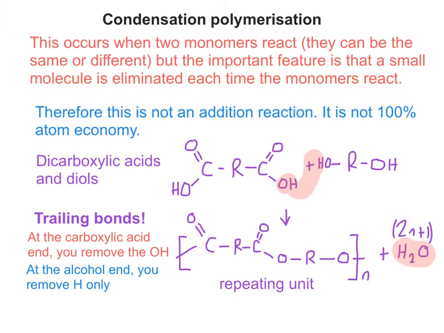So one of the most common sources of confusion when doing polyesters like this is how to deal with the trailing bonds. So at the carboxylic acid end, you remove the OH completely, and at the alcohol end you just remove a hydrogen. It's important to remember this.